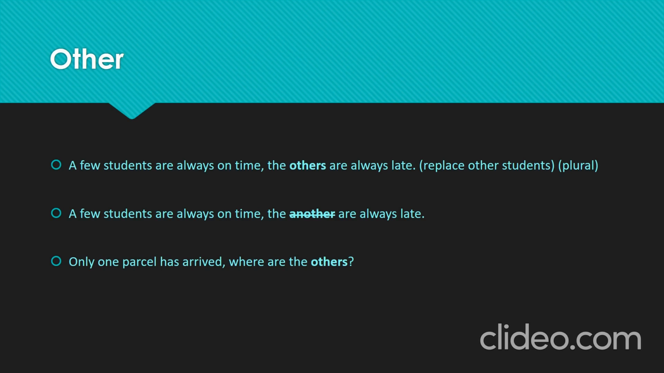A few students are always on time. The others are always late. Here you can't use another. You have to use only others. Only one parcel has arrived. Where are the others? Instead of using another, you have to use others here. You have one, you are expecting the rest, that is others.